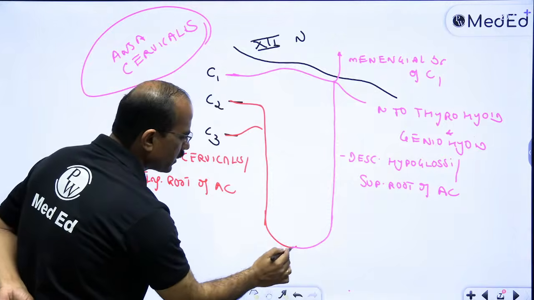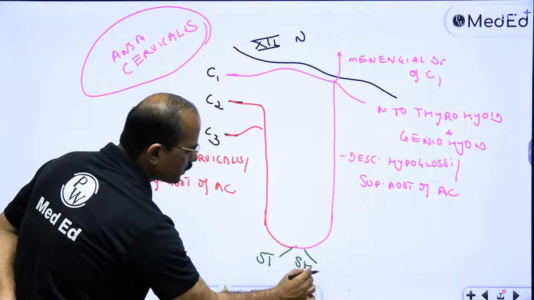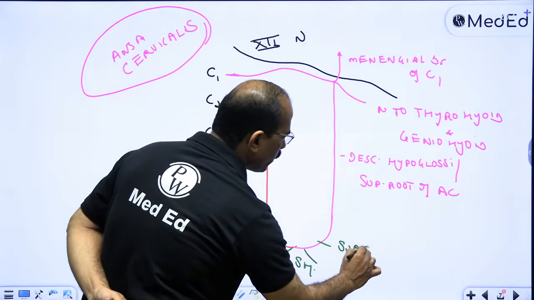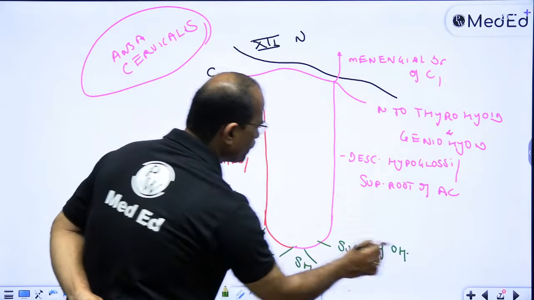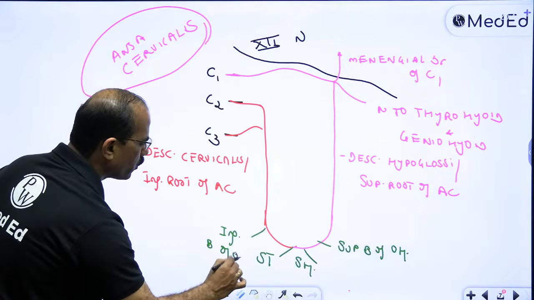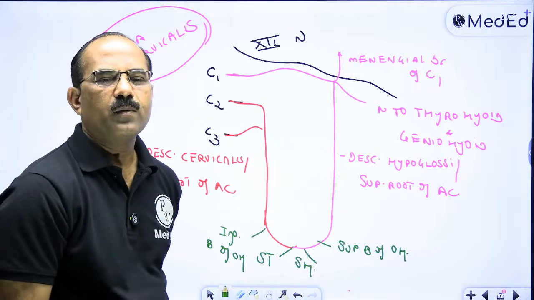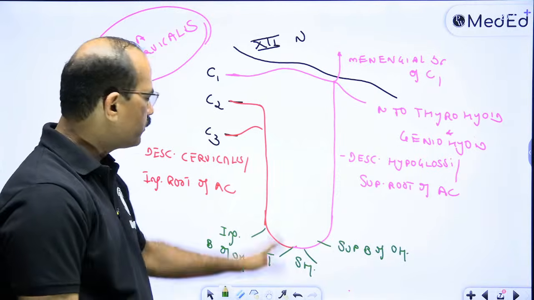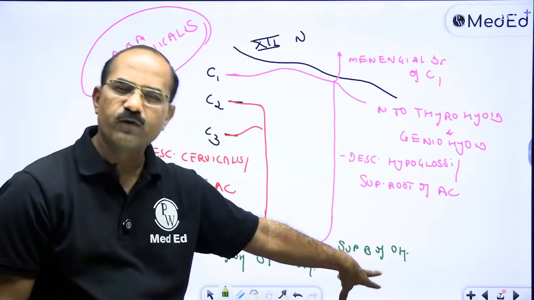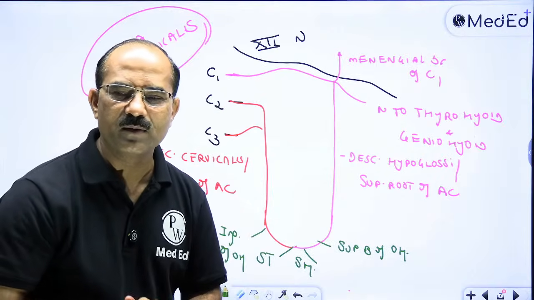And we get branches from this Ansa. This is the nerve to sternothyroid, this is sternohyoid. Sternothyroid, sternohyoid. This is the superior belly of omohyoid, and that's the inferior belly of omohyoid. So that's how the Ansa cervicalis is formed. And what are the branches from the Ansa? The nerve to sternohyoid, sternothyroid, superior belly of omohyoid, and inferior belly of omohyoid. Perfect, children, is it understood?